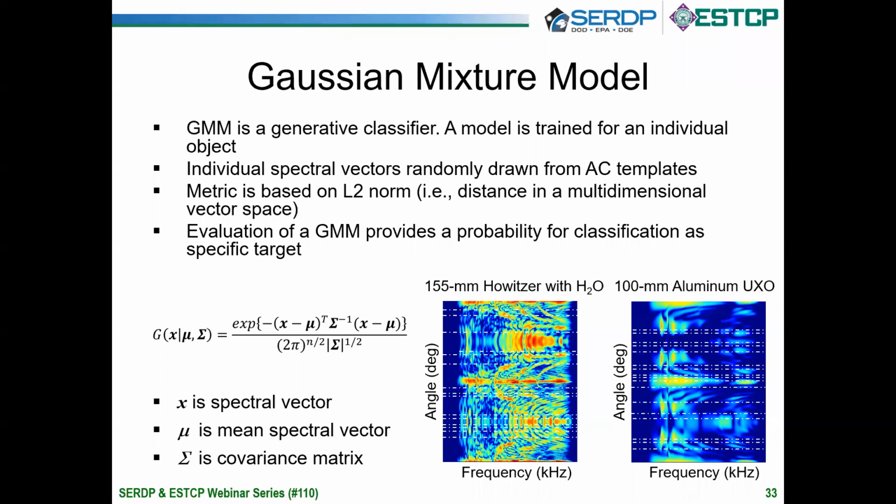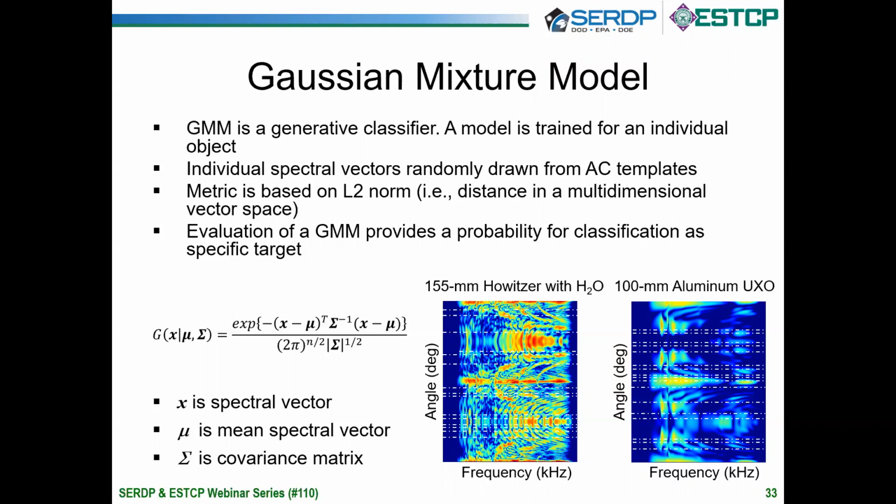An important aspect of the Gaussian mixture model is that it is a generative classifier, and this means that you generate a model for each individual target itself. This is different than, say, an RVM or an SVM, where those are discriminative classifiers, and there you train a single model using information from all the targets in the collection.